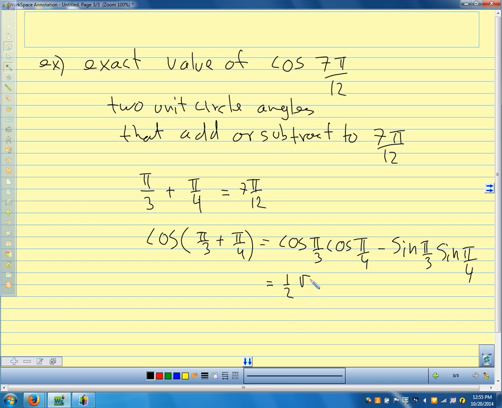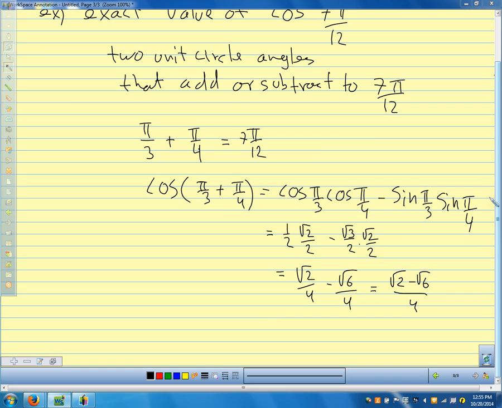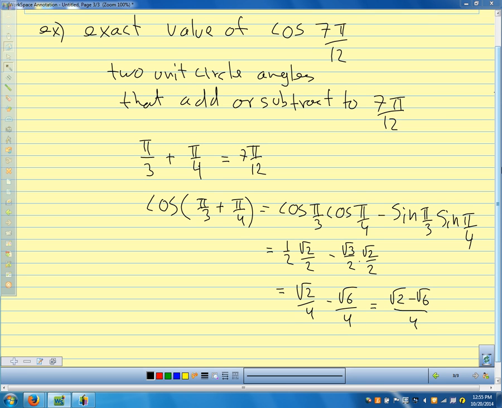The cosine of pi over 3 is 1/2, cosine of pi over 4 is square root of 2 over 2, minus sine of pi over 3 is square root of 3 over 2 times the square root of 2 over 2. So we get the square root of 2 over 4 minus the square root of 6 over 4. And that gives us the exact value of the cosine of 7 pi over 12. Questions there?